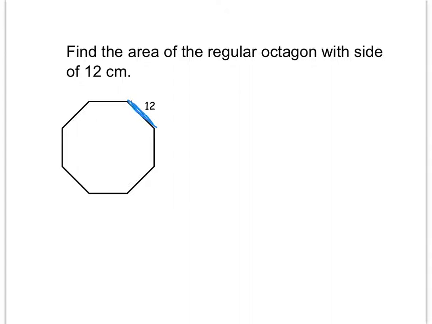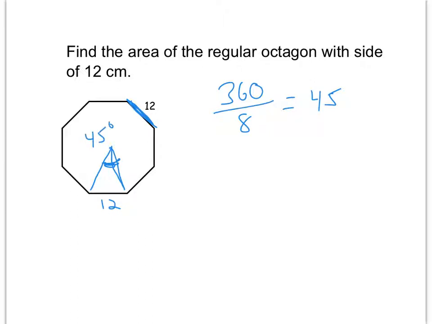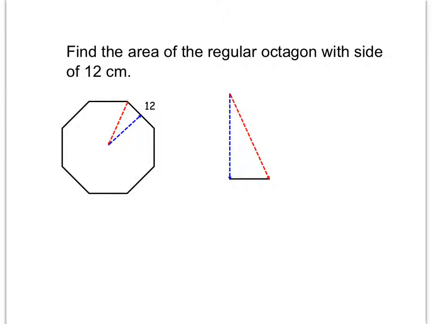Just because I like to look down at the bottom, I'm going to draw my triangle down here on the bottom. Okay, I know that this side is 12. First thing I need to do is find my central angle. My central angle is going to be 360 divided by 8, which equals 45. So I know that my central angle right here is 45 degrees. Okay, so if I draw my other radius here in my next picture, half of that is going to be half of 45. So I know that this little angle is 22.5.